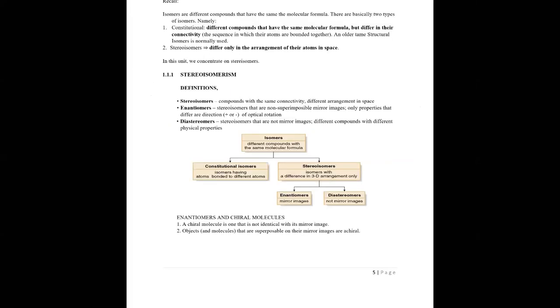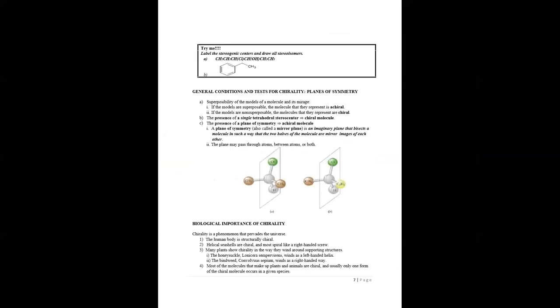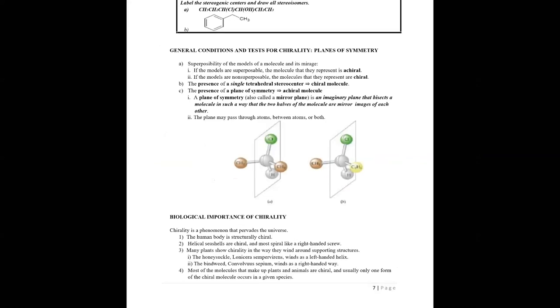After that, I talked about the general condition you need to know, of which I talked about the superposability of a model of a molecule and its mirror image, simply talking about the image which is being produced. If a model is superposable, the molecule that is being represented is achiral, and if it's not, it's chiral.